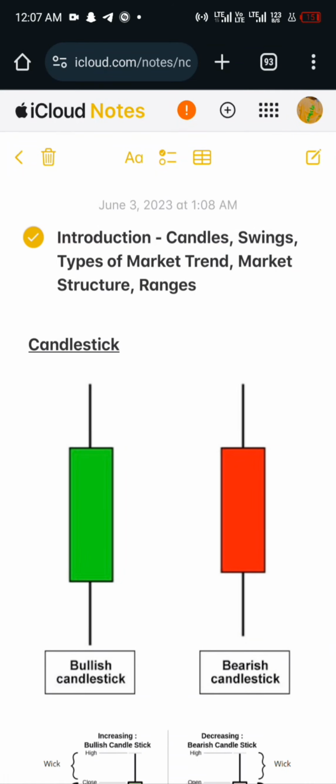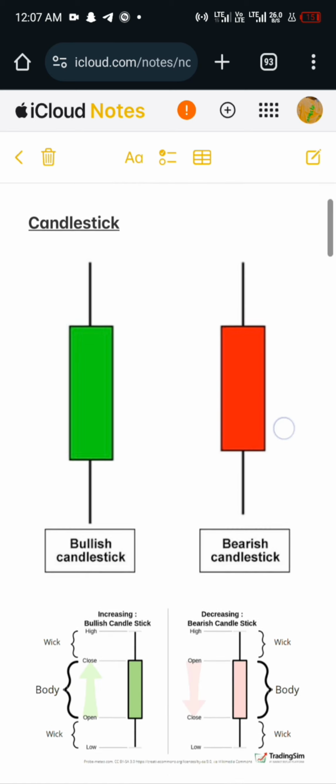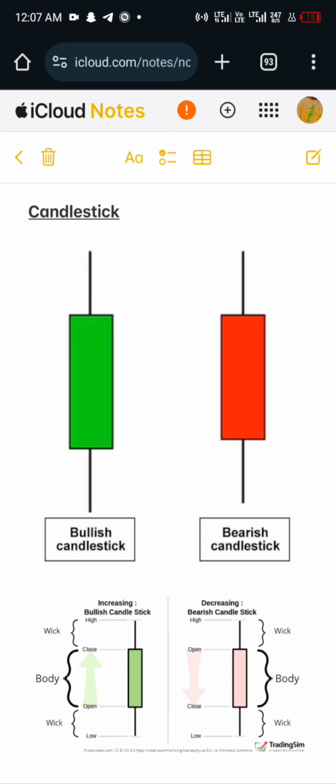I don't want to waste too much time on this video, so I'd like to get straight to the point. This is a continuation of our market introduction series. In our last video, we took a brief look at candles, or to be more precise, candlesticks, what they are, the types of candlesticks we have, and the anatomy of a candlestick. As you can see in the picture here, this is just a brief recap of what we looked at.